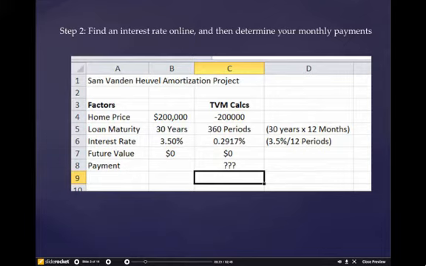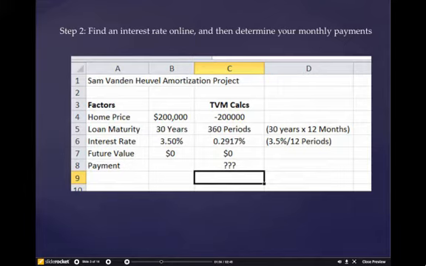Loan maturity, in this case I use 30 years. You can use 15 years, you can use 20 years. It's all up to you, but I just use 30 for being the traditional mortgage of today. The interest rate, I just threw it out there, but what I actually want you to do is go online and see what interest rates are today. Just search on Yahoo or Google: if I was going to get a 30-year mortgage at this price, what interest rate could I get today? So it adds a current element to the project.